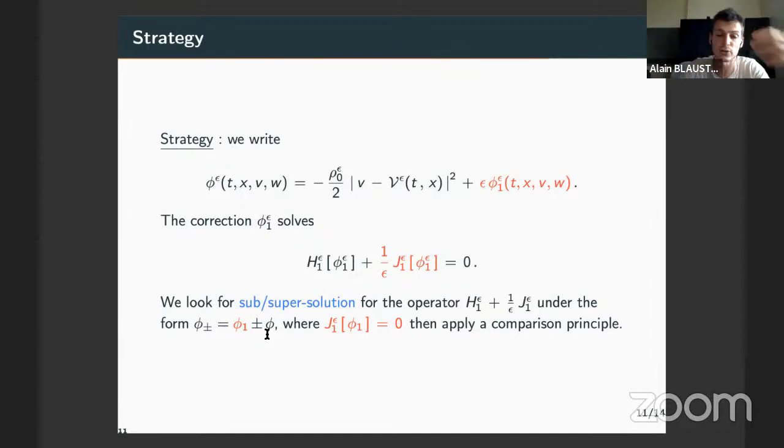So you look for the right function and try to close the estimate. Once you have those sub and super solutions, you apply a comparison principle that ensures that the real solution phi epsilon 1 is in between those sub and super solutions. So yeah, this is the global idea.